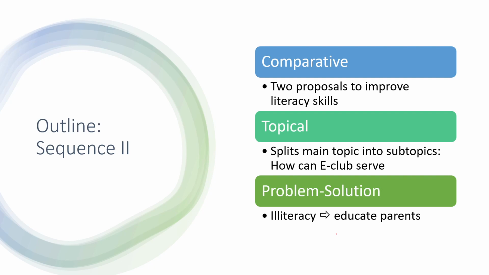Then other structures are there. If you want to present two proposals, you can take a comparative structure, then a topical structure, if you want to talk about how, for example, an electronic club can serve the students and the community. And then if you want to talk about a problem and a solution, for example, how to solve the illiteracy problem by educating parents, you can take the problem solution sequence. So pick a sequence that is suitable for your speech topic.